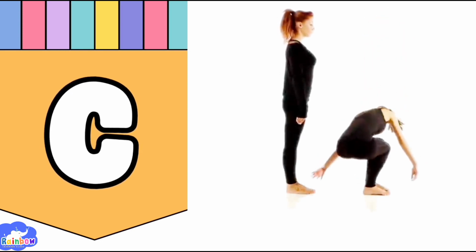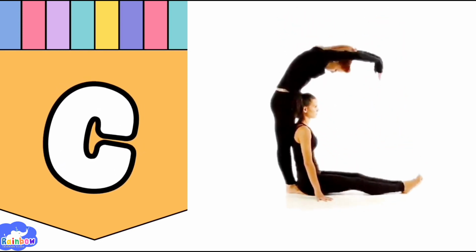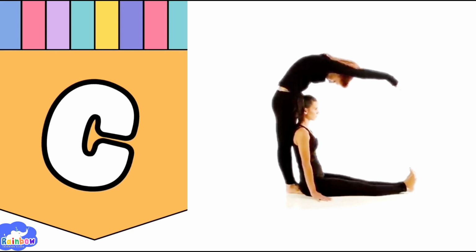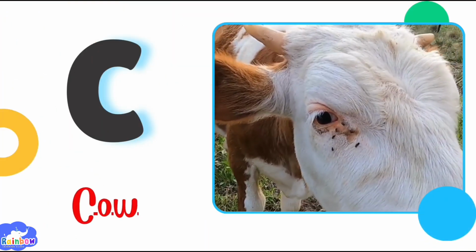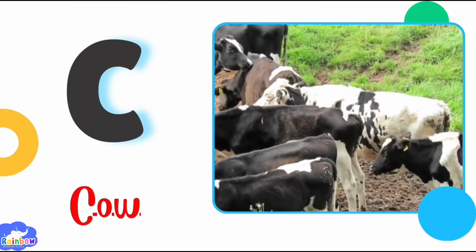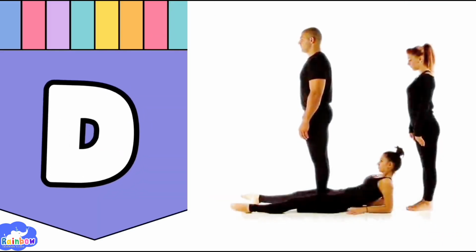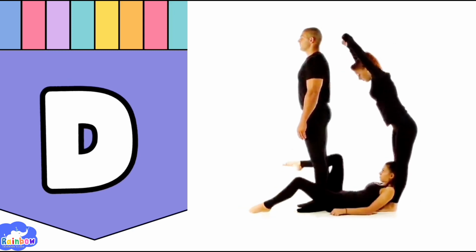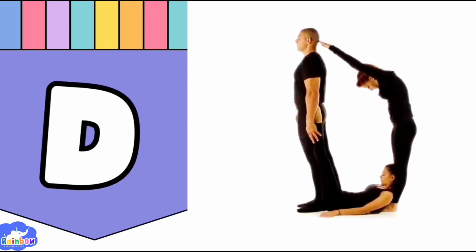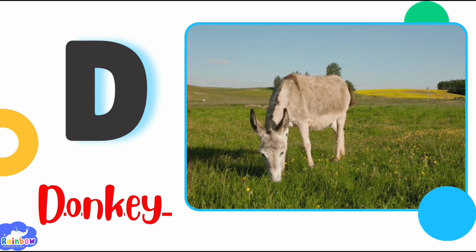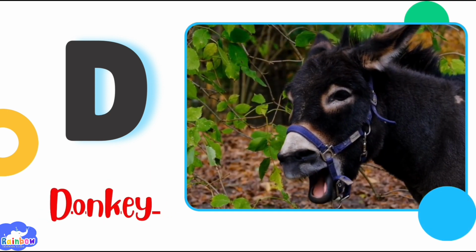C. C. C is for cow. Cow. D. D. D is for donkey. Donkey.